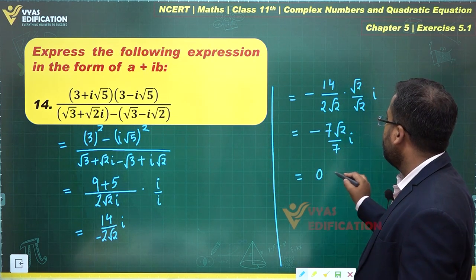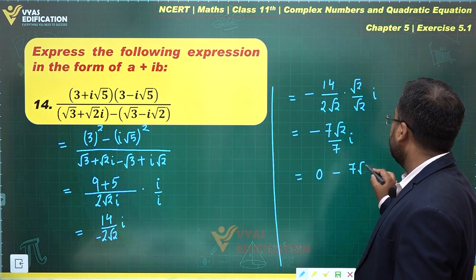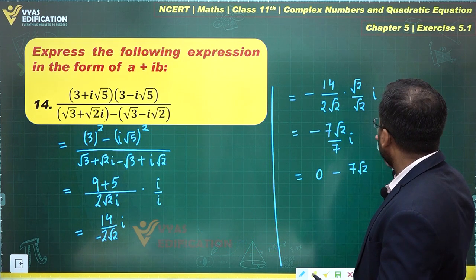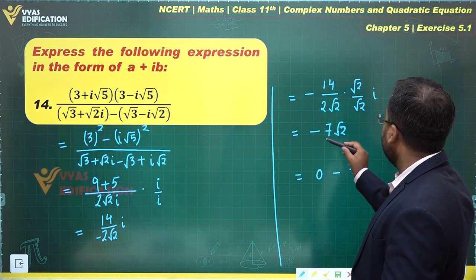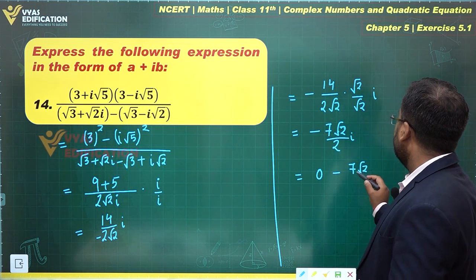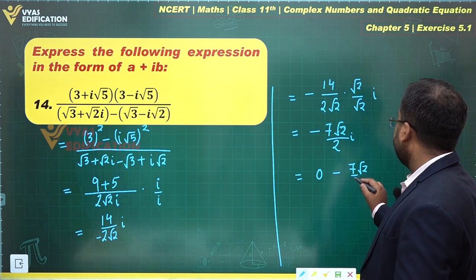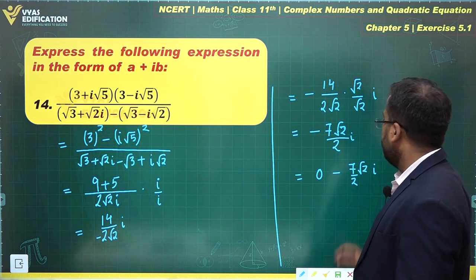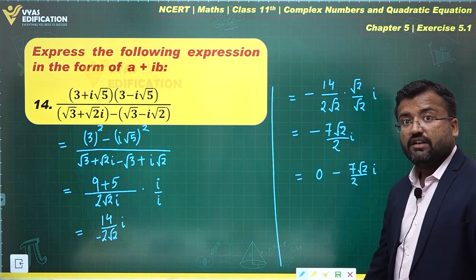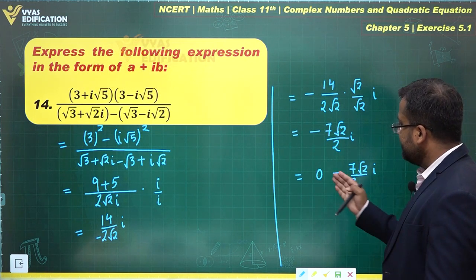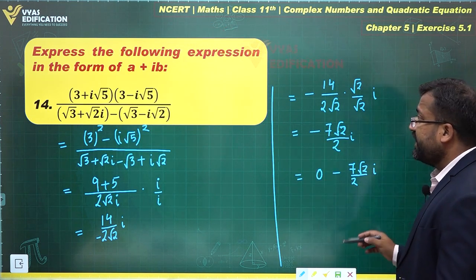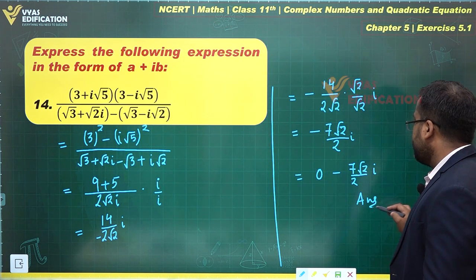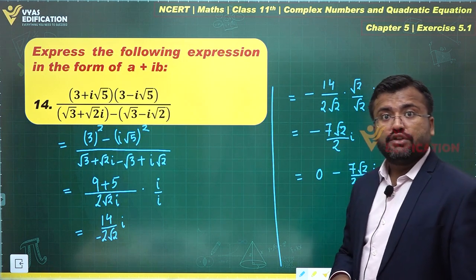This is 0 minus 7 root 2. Okay, this is a 2 in the denominator. Take care of this. 7 root 2 by 2i. This is 7 root 2 by 2i in the numerator. Sorry, the imaginary part is equal to this. And this is a plus ib form. Yes, this is the a plus ib form of this complicated expression. And yes, that is my final answer for this question over here.